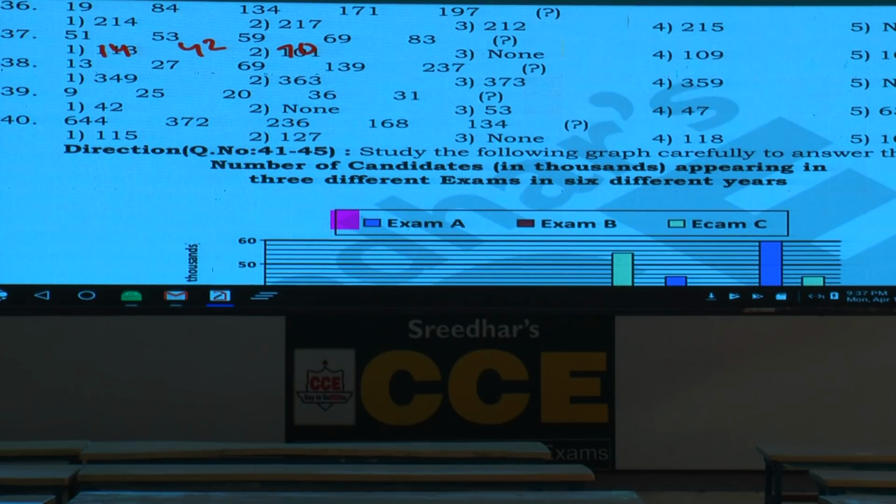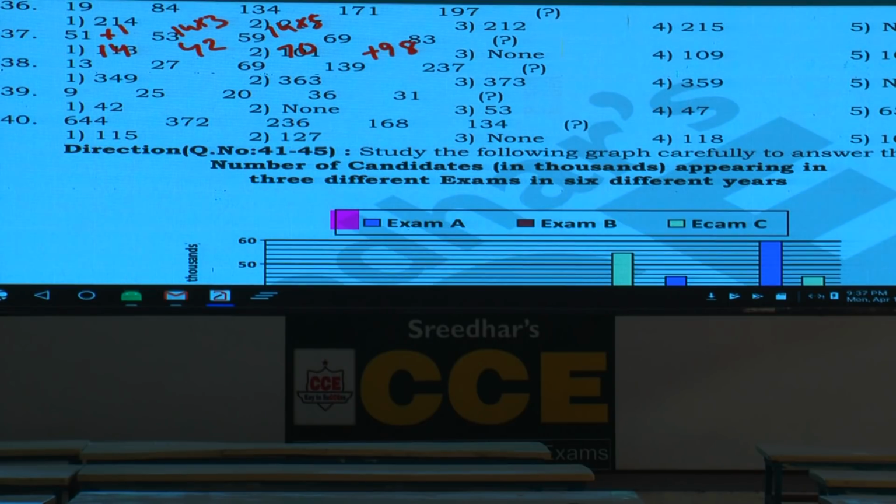Now 14, 42, 70 can be written as 14 into 1. And this can be written as 14 into 3, 42. And this is 14 into 5, 70. 1, 3, 5. Next one, that means odd multiples of 14 are being added. Next 14 into 7. What is 14 into 7? 98. And if you add 98, this will be here.